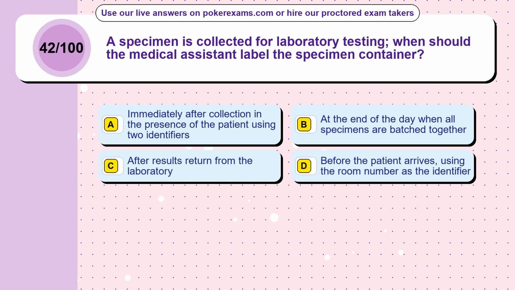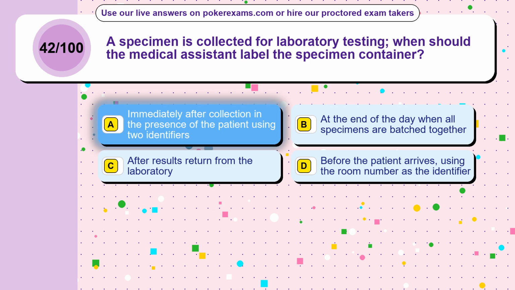Question 42. A specimen is collected for laboratory testing. When should the medical assistant label the specimen container? Option A. Immediately after collection in the presence of the patient using two identifiers. Option B. At the end of the day when all specimens are batched together. Option C. After results return from the laboratory. Option D. Before the patient arrives, using the room number as the identifier. The correct answer is option A.